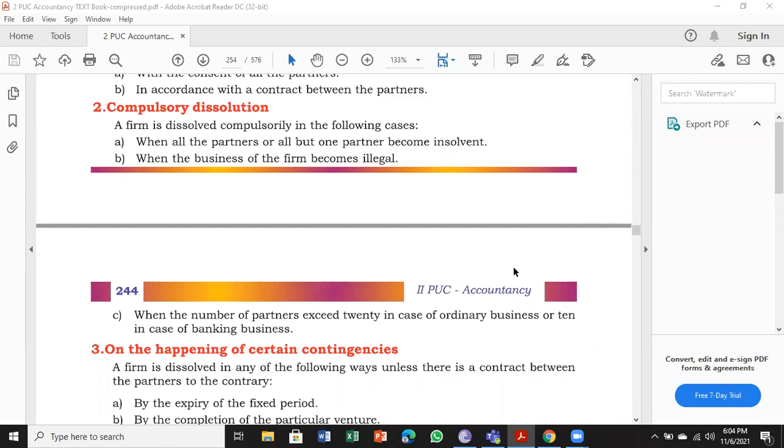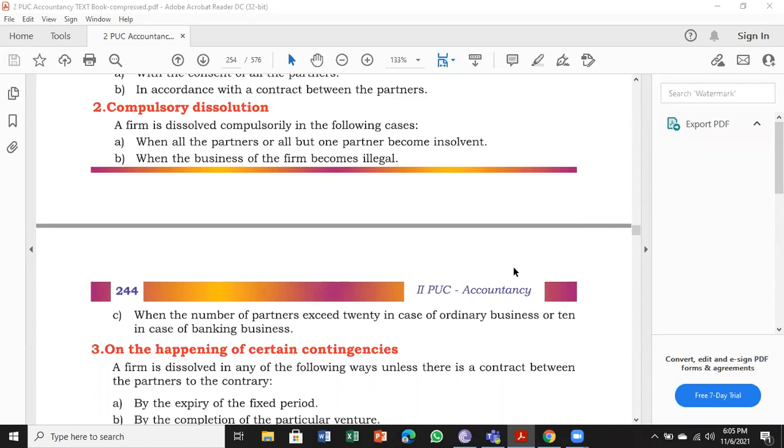Suppose 3 partners are there, all 3 become insolvent. Or out of 3, 2 become insolvent. One person is solvent. One person cannot constitute a firm. Minimum 2 persons are required to start a business under partnership. So if one partner is solvent and the remaining 2 partners are insolvent, then the business has to go for dissolution.